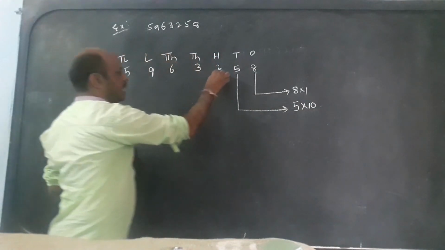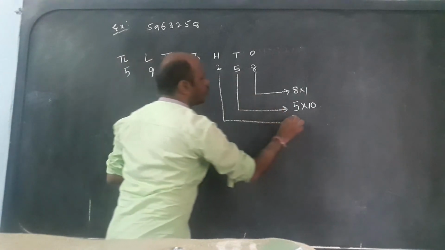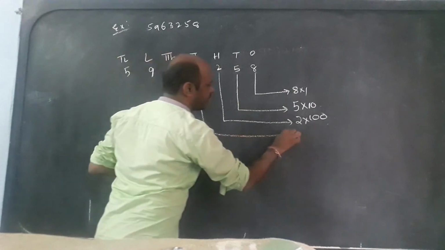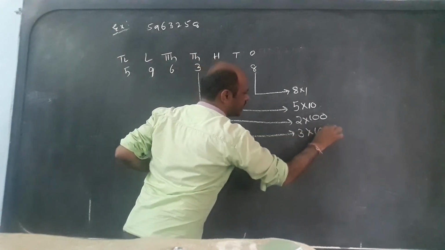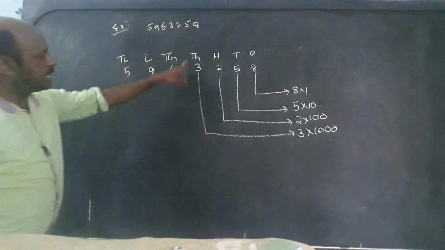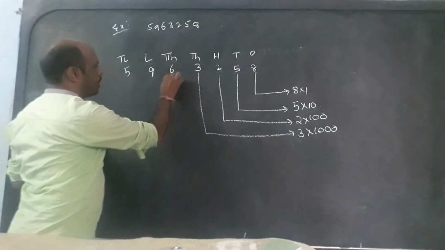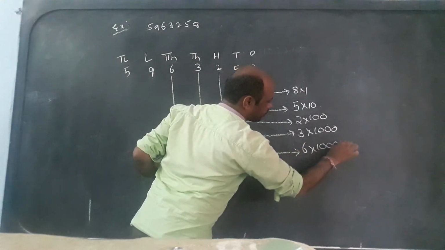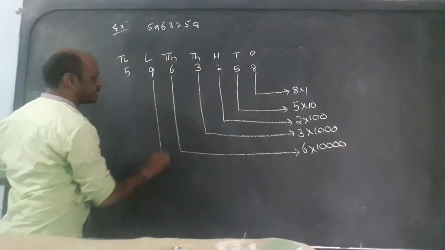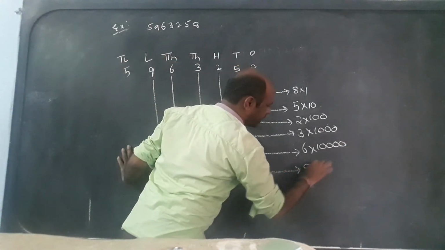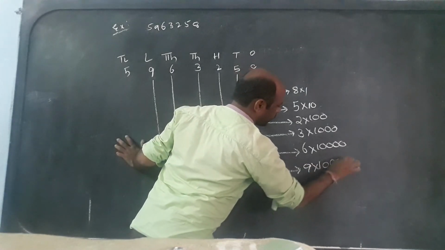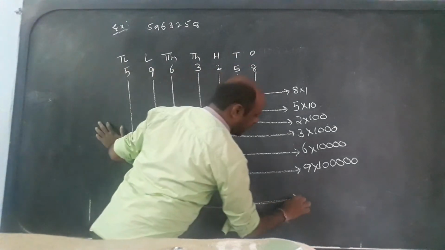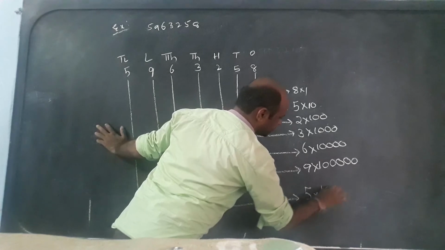Okay, next is hundreds. How many hundreds are there? 2, so 2 into 100. Next, thousands. How many thousands are there? 3, so 3 into 1000. Next is 10,000s. How many are there? 6, so 6 into 10,000. Next, lakhs: 9 into lakhs. Then 10 lakhs: 5 into 10 lakhs.